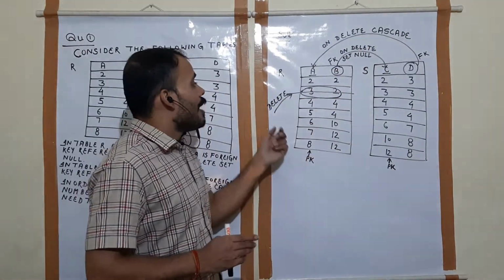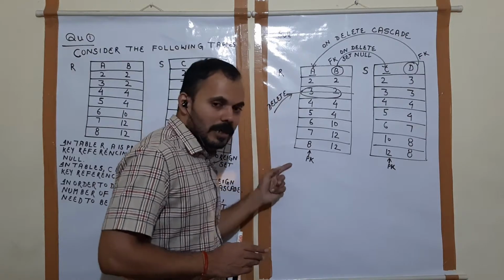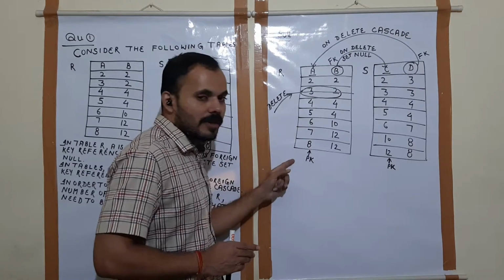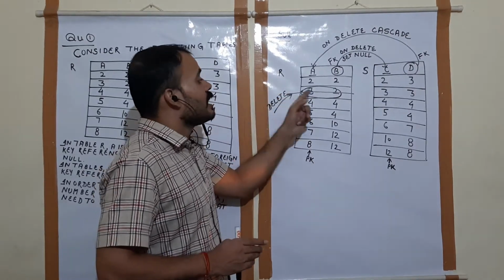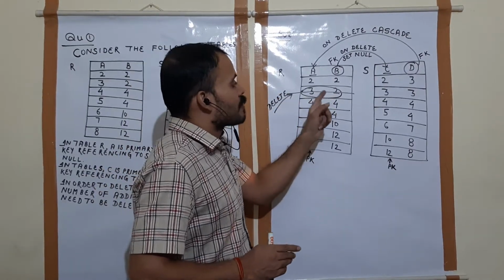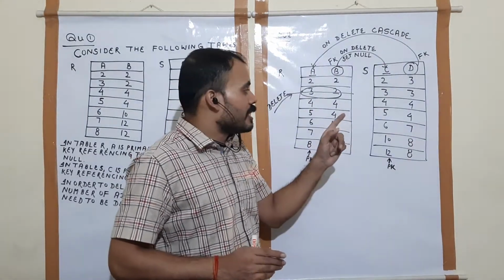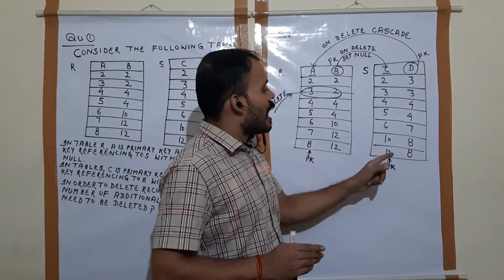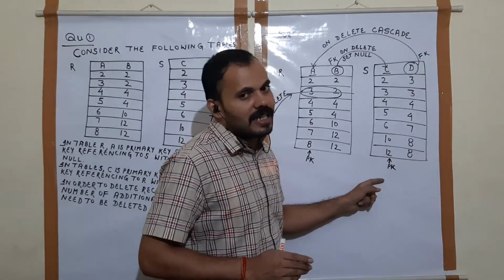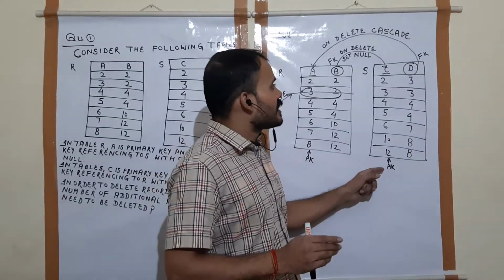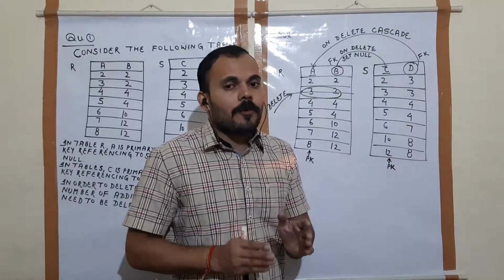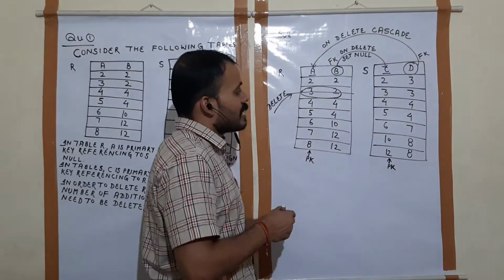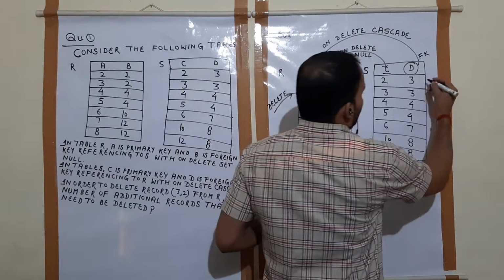Understood? Now, when we delete a record from the referenced relation, when we delete the record 3 2 from the referenced relation R, the corresponding records in the referencing relation which contain the corresponding foreign key value must also be deleted.